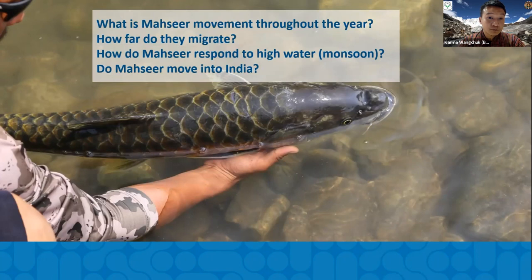What does the mahseer movement look like throughout the year? How far do they migrate? How do mahseers respond to changing water levels? And do mahseers actually migrate all the way to India where they are potentially harvested?